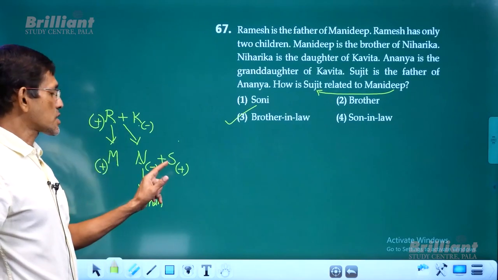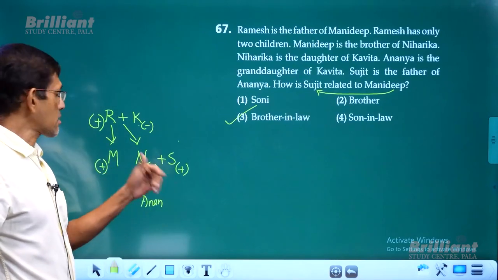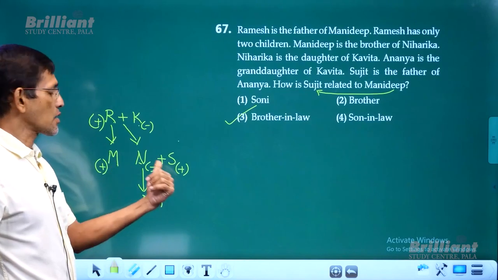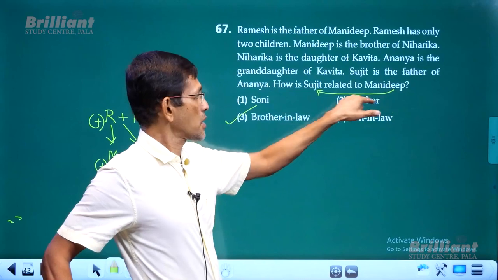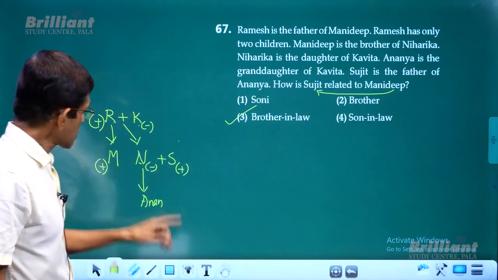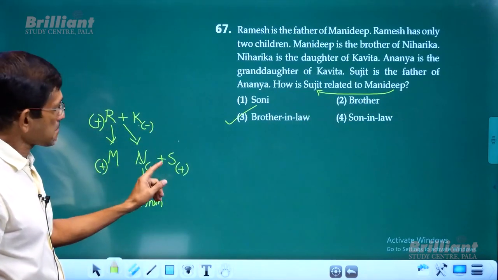So Sujit is the brother-in-law of Manideep, or Manideep is the brother-in-law of Sujit. So here the question: how is Sujit related to Manideep? From Manideep's point of view, Sujit is the brother-in-law.